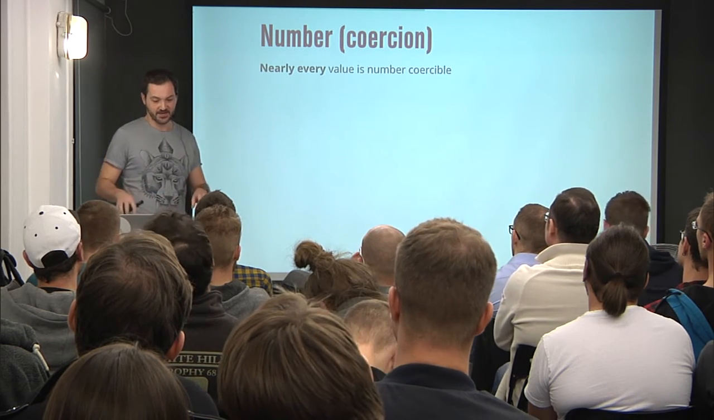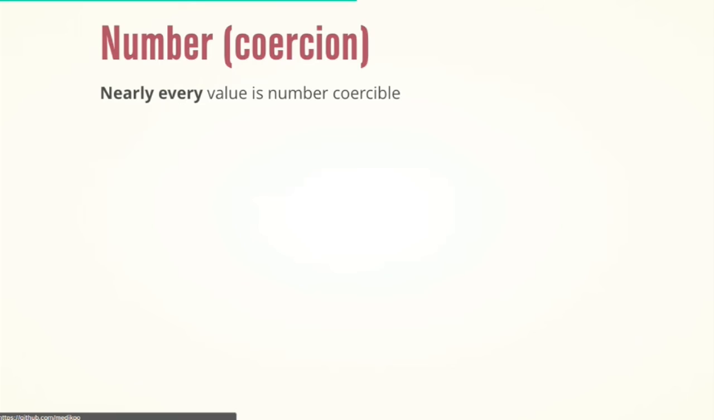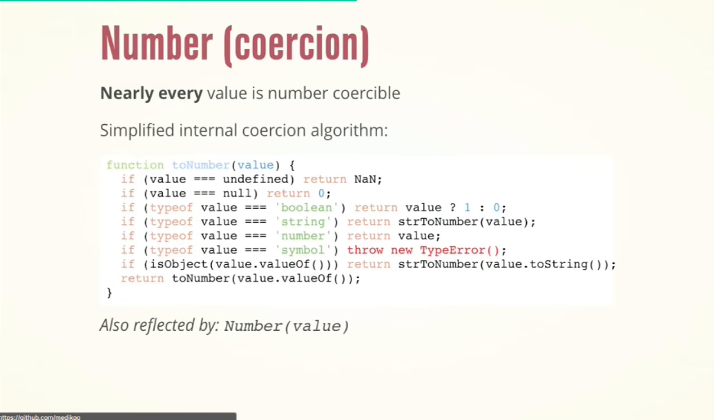We need to understand clearly that NaN is also from the number group. Although you can't have a valid number representation from this computation, it's technically of type number and part of the number group. So when we say nearly every value, it means that there are some values that will crash coercion. Let's see what those are.